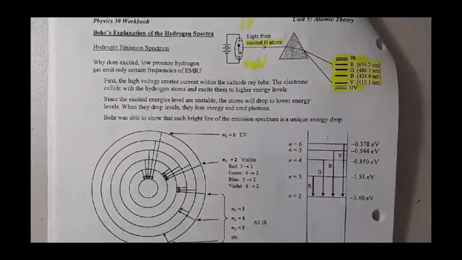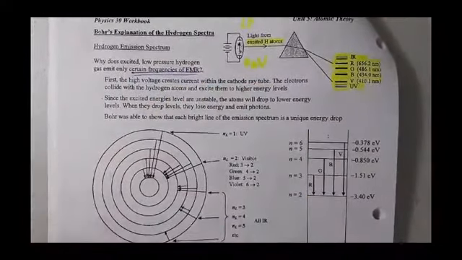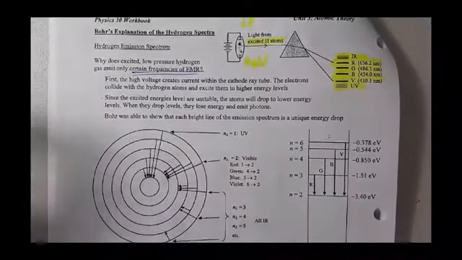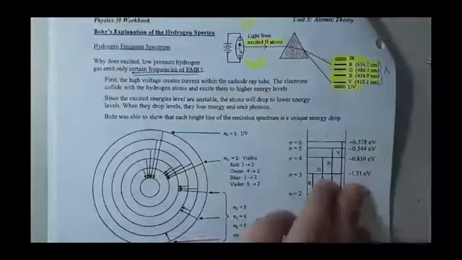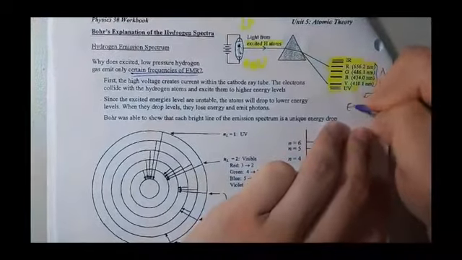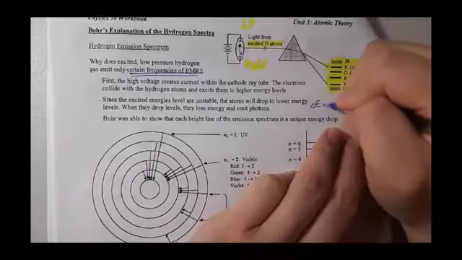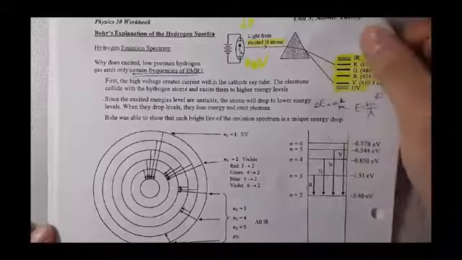So Bohr was thinking, and this is his experiment, right? Why does excited low pressure hydrogen gas emit only certain frequencies? This is the reason why he started thinking. It's because a certain energy level emits certain light. So he first of all discovered these lambdas, and from this lambda, he did the E equals hc over lambda calculation and tried to connect with delta E, upper versus lower. And from that, he came to the conclusion.